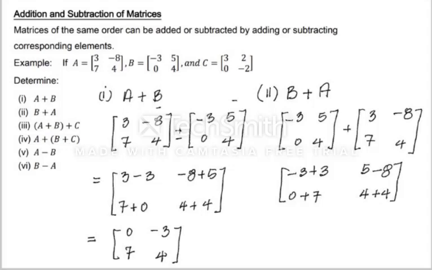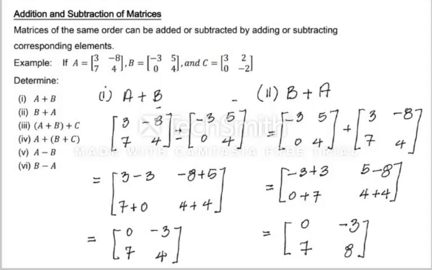So 4 is the bottom right element in B and 4 is the bottom right element in A. We add matrices by adding corresponding elements. So this is the matrix minus 3 plus 3 is 0. 0 plus 7 is 7. 5 minus 8 is minus 3. And 4 plus 4 is 8.